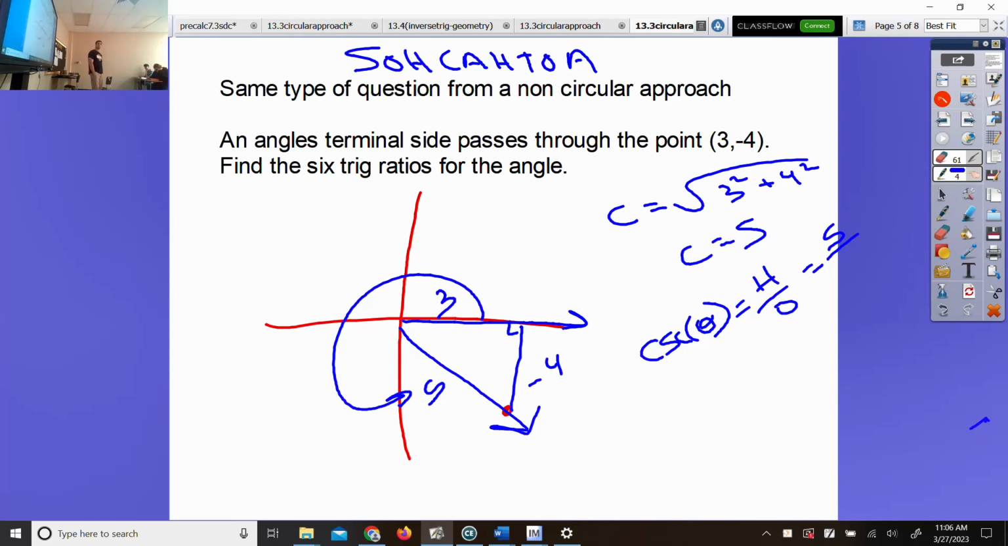Hypotenuse is 5. What's opposite of it? -4. Something I didn't reference, and I'm about to. There's the angle. What's opposite of it? -4. Done. Pick a ratio you want to find, there's 6 of them. Let's do tangent. We haven't done tangent yet. From SOHCAHTOA, what's the tangent ratio? Opposite over adjacent. So here's your angle. What's opposite of it? What's adjacent to it? 3.